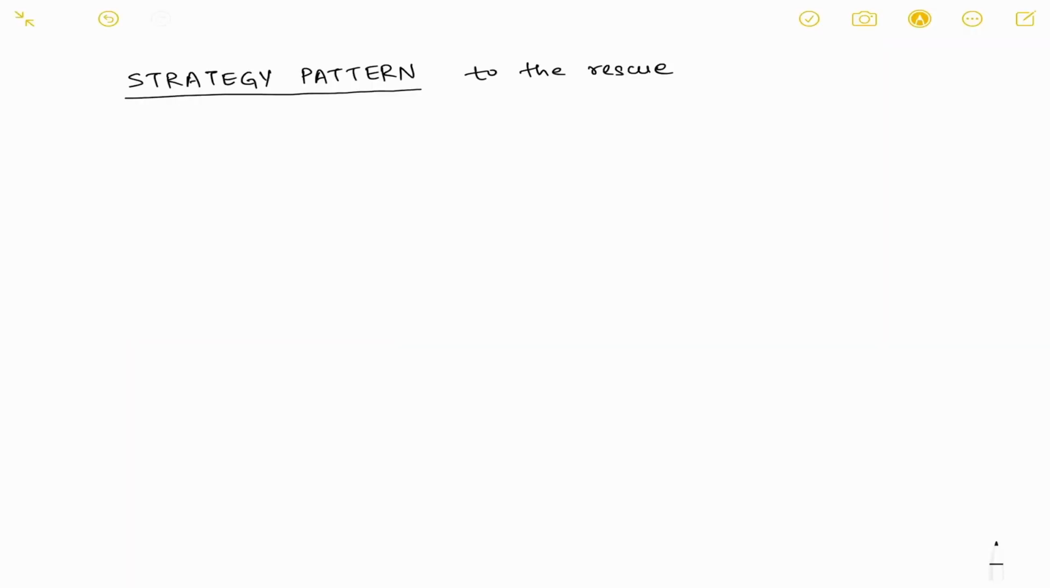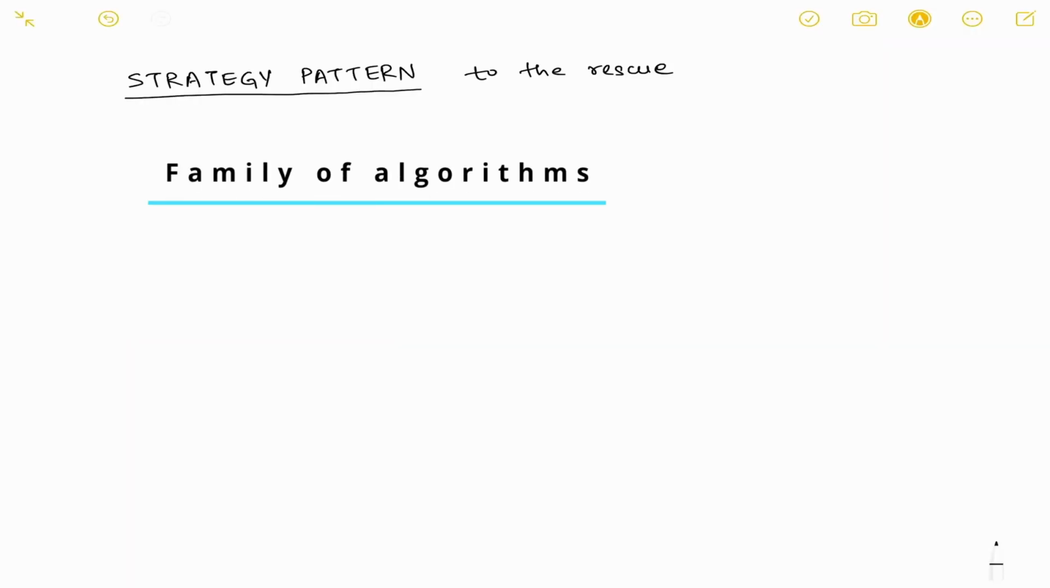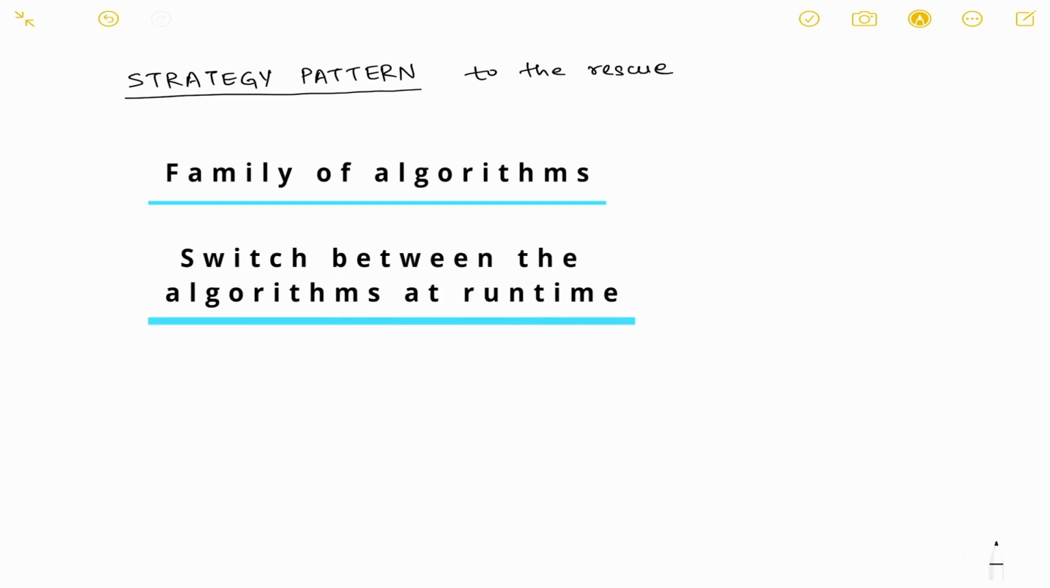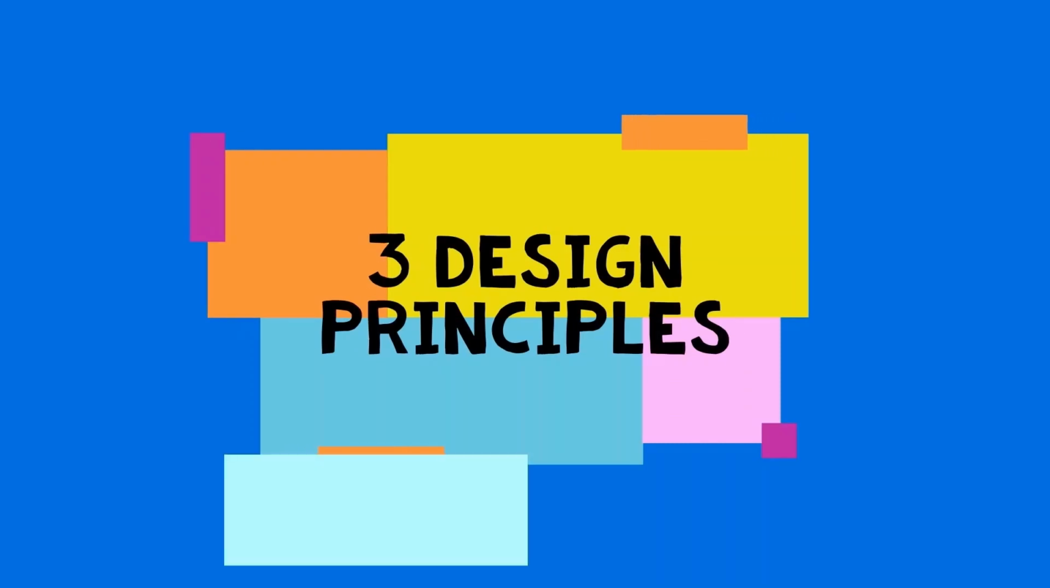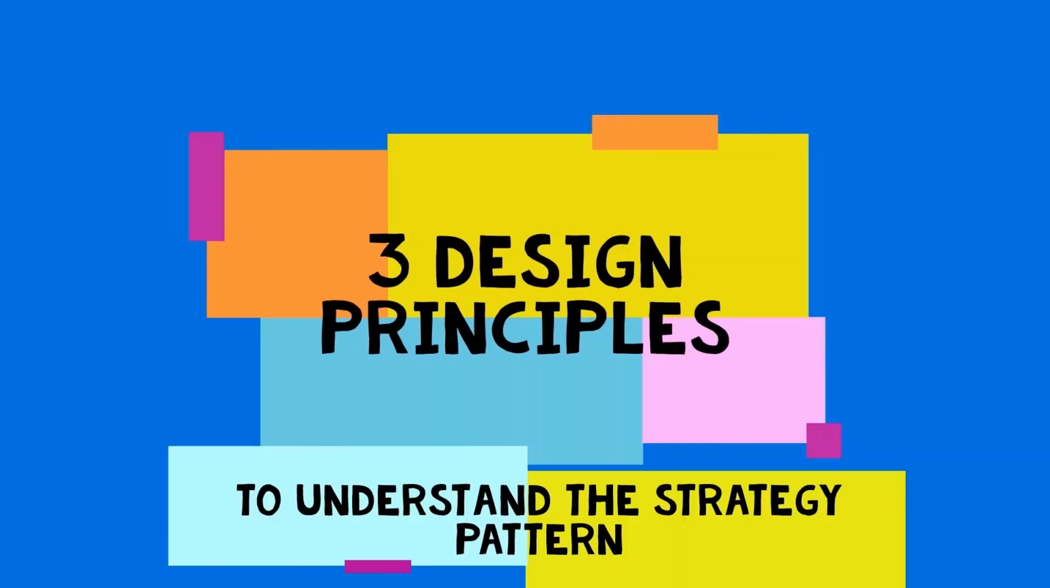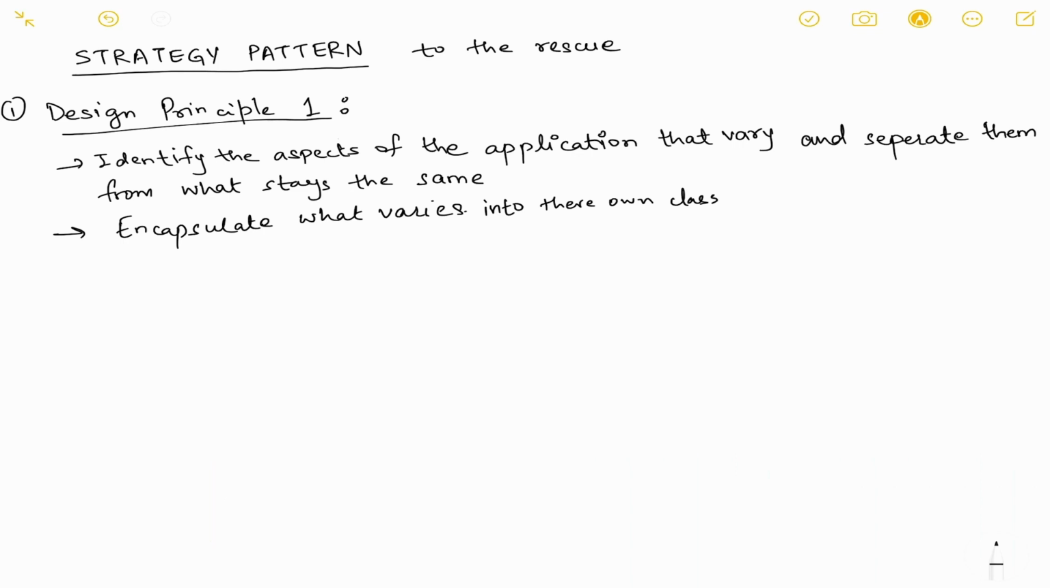Here we have a family of routing algorithms within the Navigator class, and we may require to switch from one algorithm to another at runtime based on the user's requirements. To understand the strategy pattern, let's look at its principles and apply them. Design principle 1. Identify the aspects of your application that vary and separate them from what stays the same. Encapsulate what varies into their own classes.